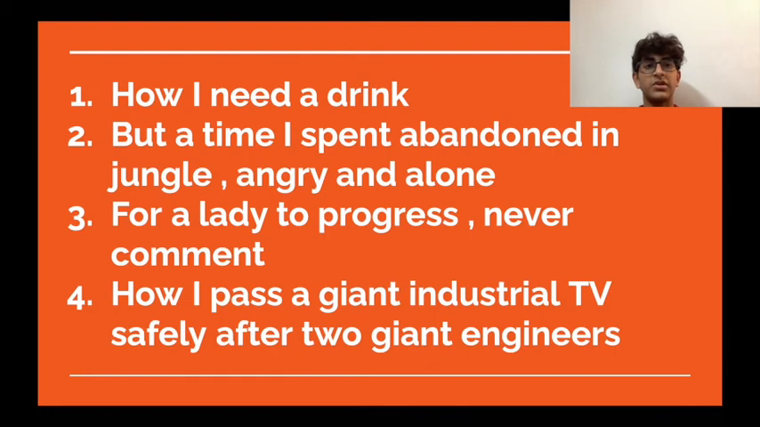A few examples which we made are: "Have I need a drink, but time I spent abandoned in jungle angry and alone." "For a lady to progress, never comment." "Have I pass a giant industrial TV safely after 2 giant engineers?" These are a few examples of Pylish which we have created. Why don't you go ahead and try for yourself?